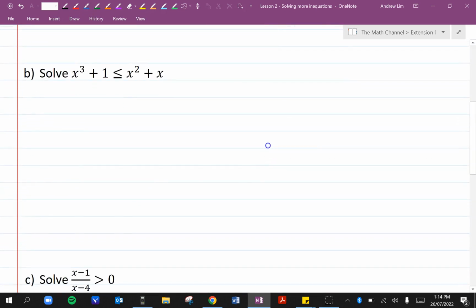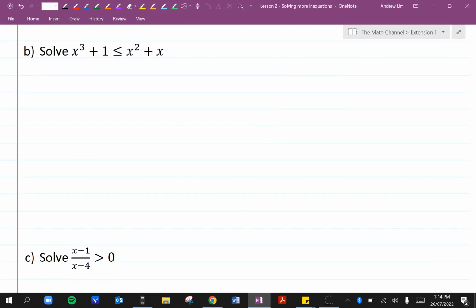Right, question B. Solve x cubed plus 1 is less than or equal to x squared plus x. Now, this isn't factorized, and we don't have a 0 on one side, so we need to do both of these. So I'm going to move the right-hand side to the left, because I like having everything on the left. And I'm just going to organize this so that it's in descending order of power of x. So we've got x cubed minus x squared minus x plus 1 is less than or equal to 0.